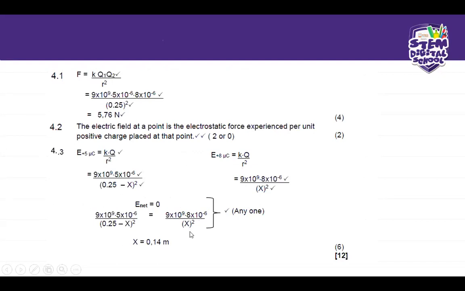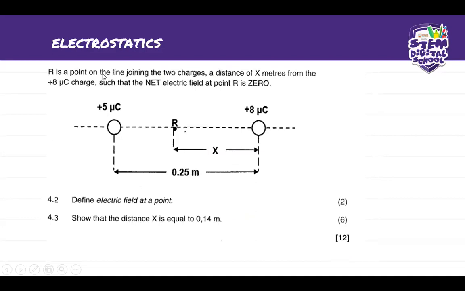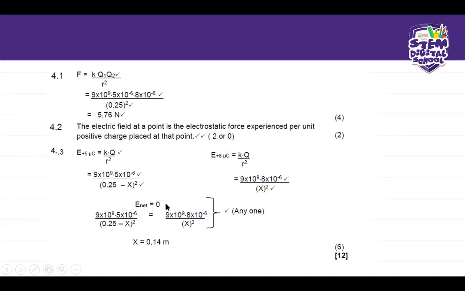So now we're going to equate them to each other, because remember what they said here, guys. They say R is a point on the line joining the two charges. The distance of x meters from the charges is such that the net electric field at point R is 0. Okay, so what does that mean? It means that the E net is equal to 0. But our E net at this time is equal to this and this, right? So that's why we equate them from different sides, because this one is 0 and you can take this one to the other side. And then when you substitute these two, you can cross multiply and it will give you your x. Okay.